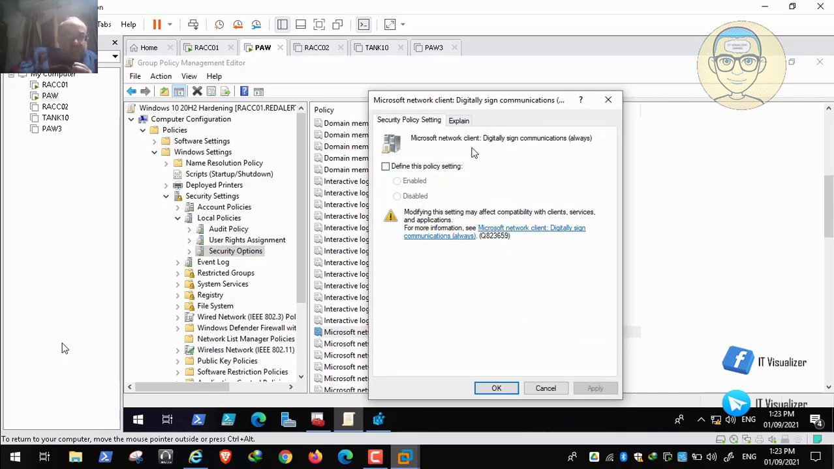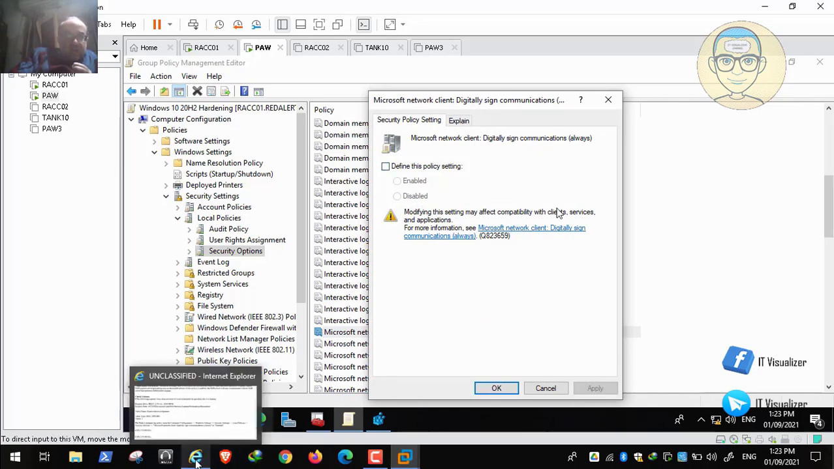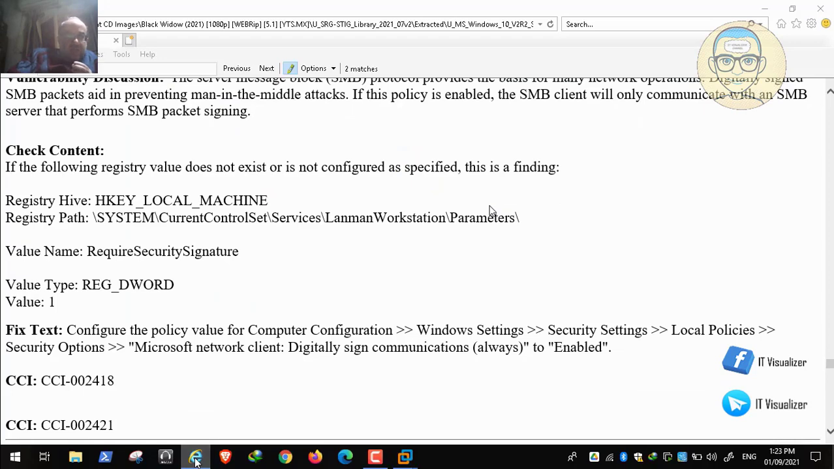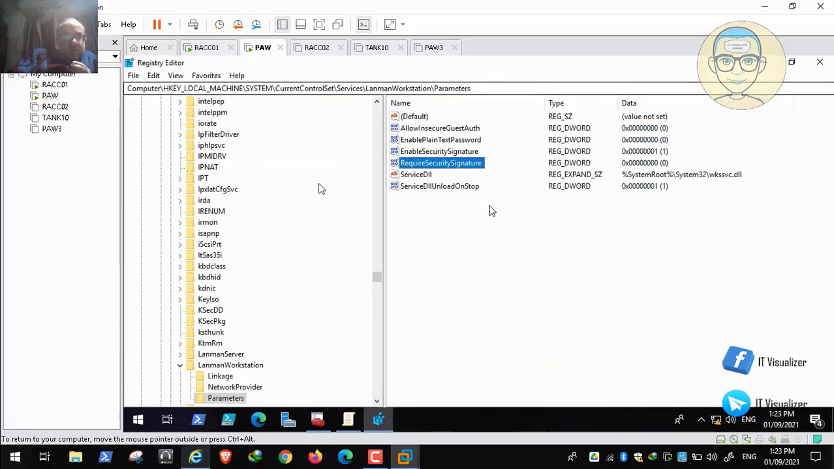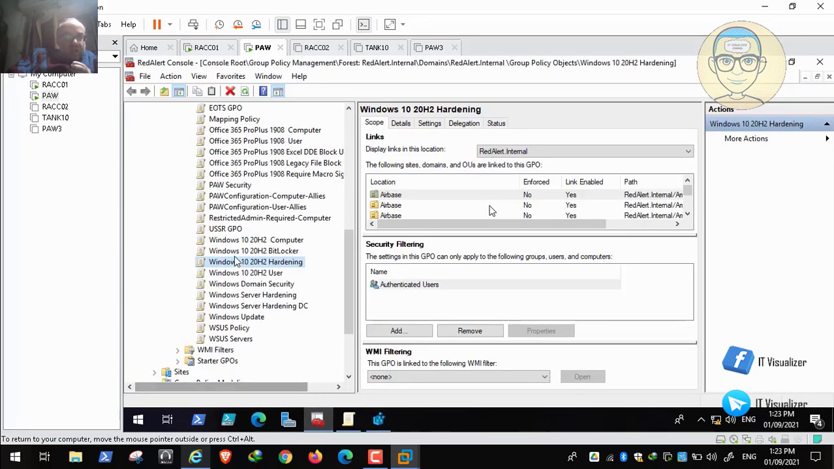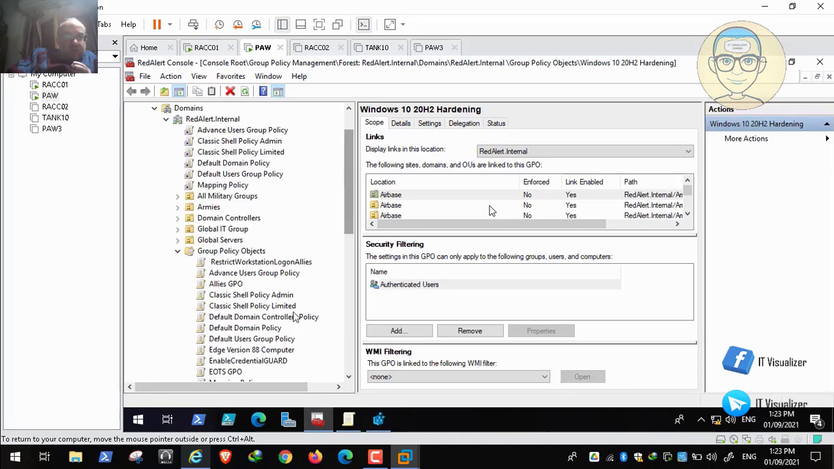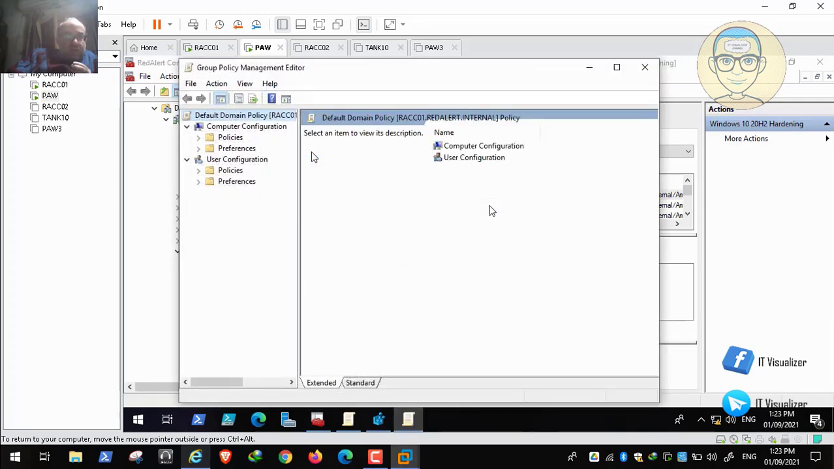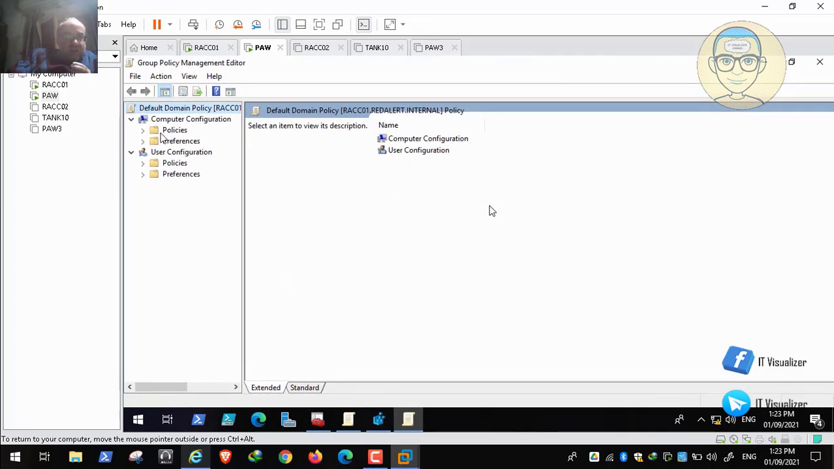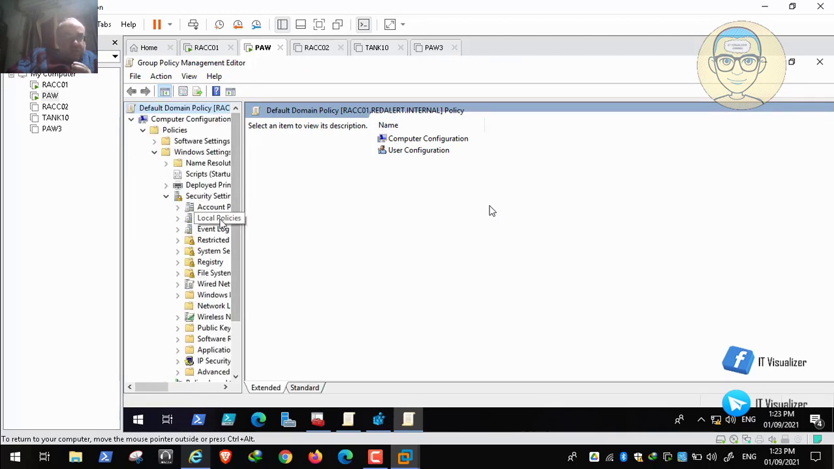Make sure, it says that this may affect compatibility with clients, services and applications, so take care to test this setting before applying it to your domain. Okay, so we have already enabled this kind of option from the group policy. Here I am just checking to see if I have my default domain policy. This is the default domain policy I'm working with. I need to check to see if I have already enabled this option in my default domain policy.